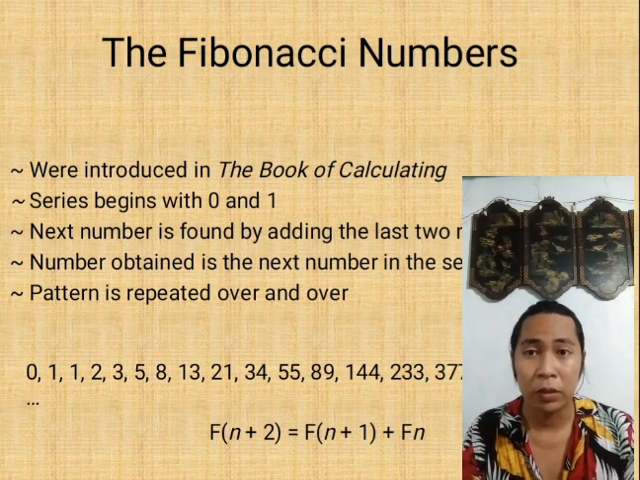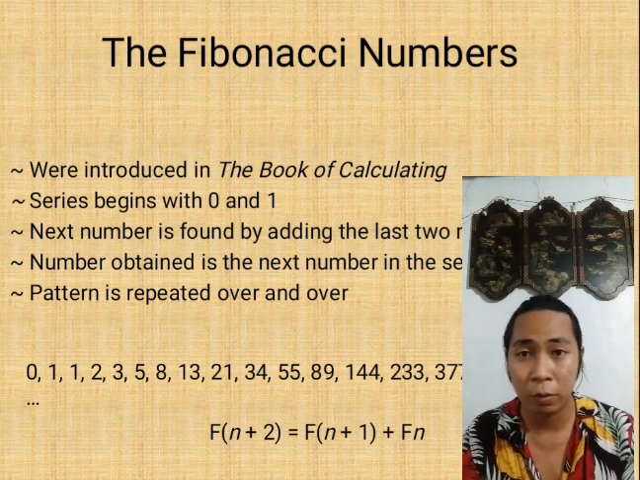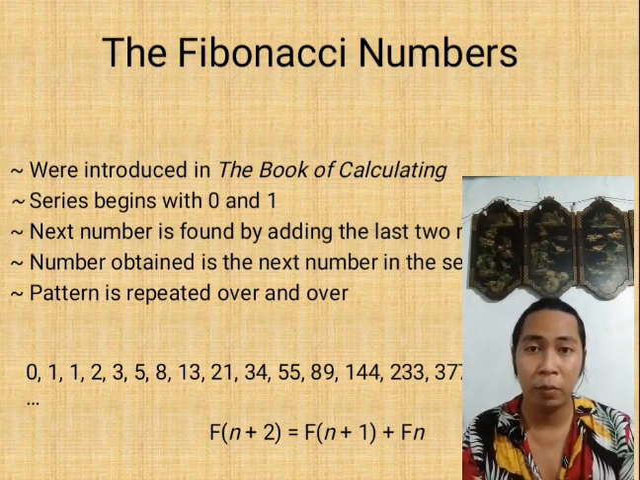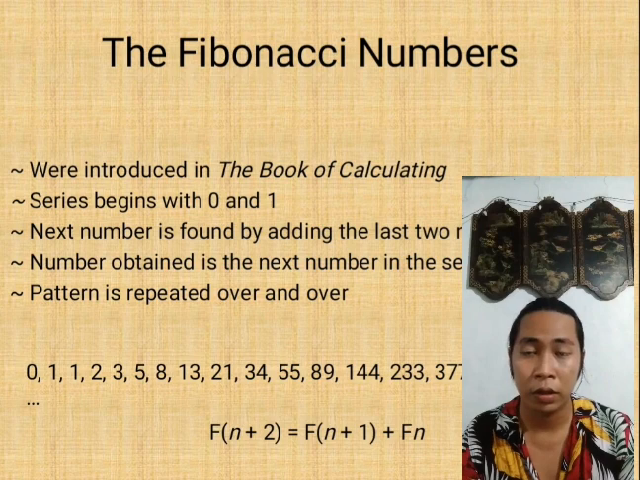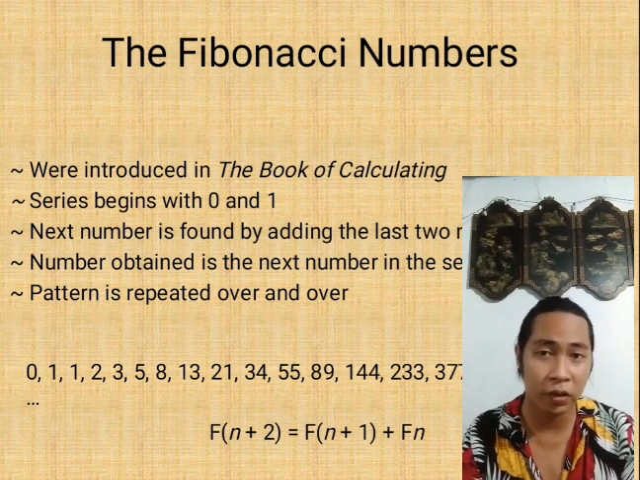The Fibonacci numbers were introduced in the book of calculating. The series begins with 0 and 1. The next number is found by adding the last two numbers together. The number obtained is the next number in the series. The pattern is repeated over and over.